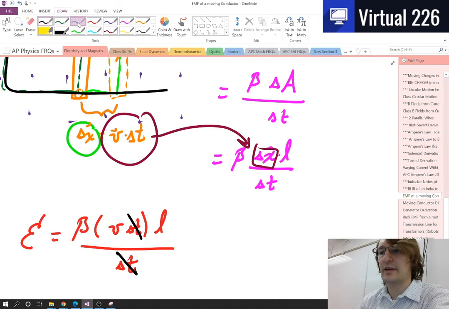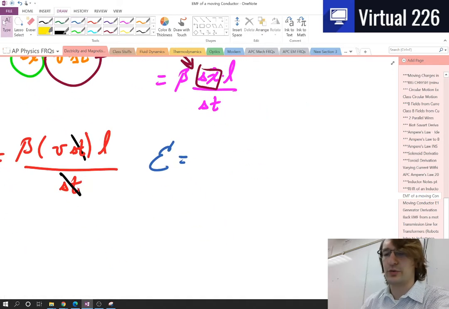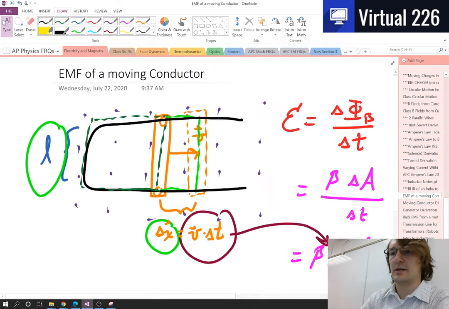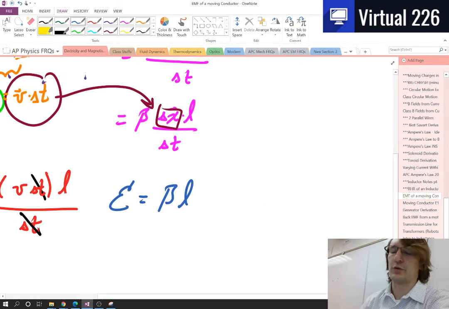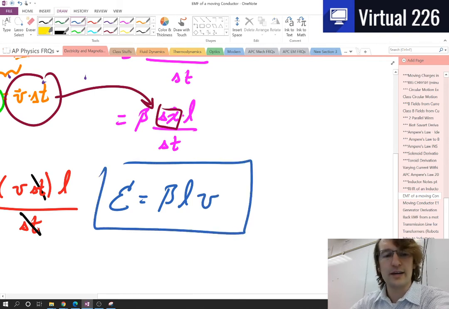So what we're able to say in the end of all this is that our EMF that's generated is just equal to the B field, which is uniform, multiplied by L, which is the width of this wire, or the separation of that wire, the length of the conducting floating wire, multiplied by the velocity at which it's moving. So that's a kind of cool thing to do about that.